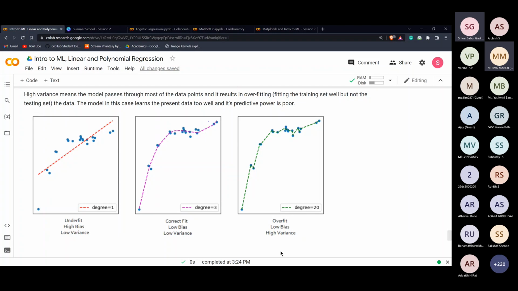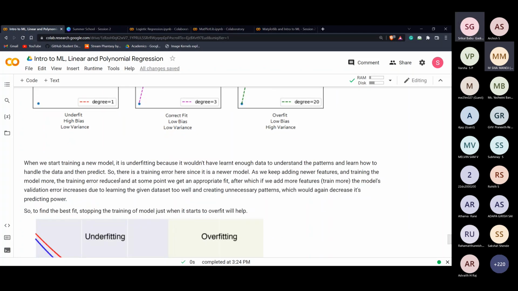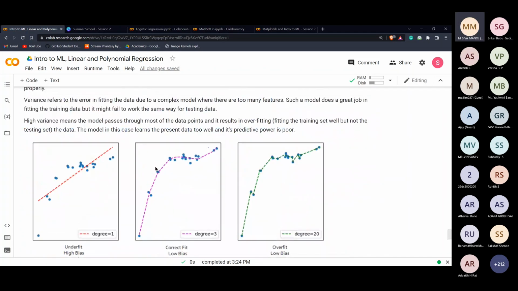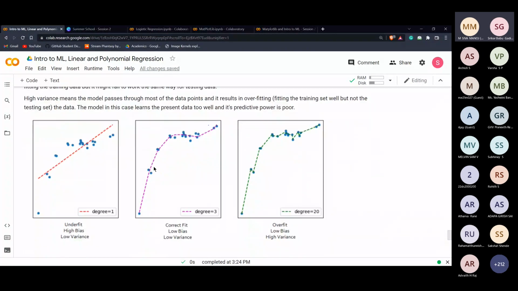Whenever you're trying to fit a polynomial of higher degree, you will face high variance. When you try to fit a polynomial of lesser degree, say degree 1 or degree 2, then we face the phenomenon of high bias. Bias and variance are substitutes to each other. When there's high bias, there's low variance. When there's high variance, there's low bias. This is the concept of bias and variance.